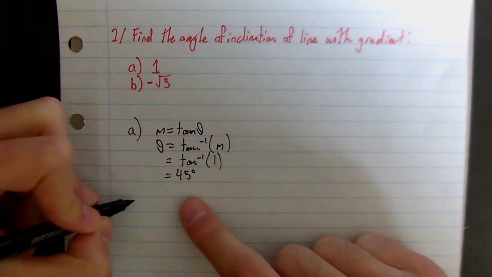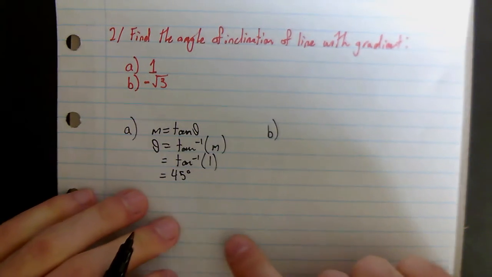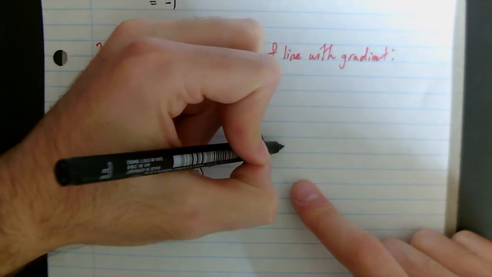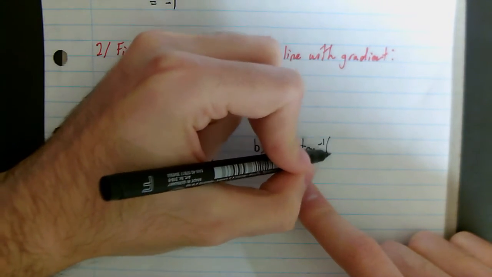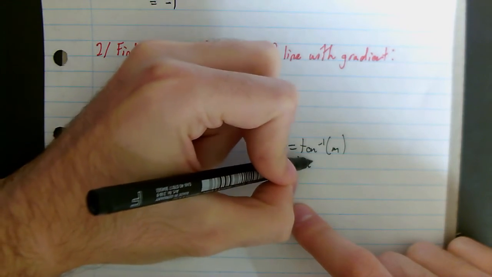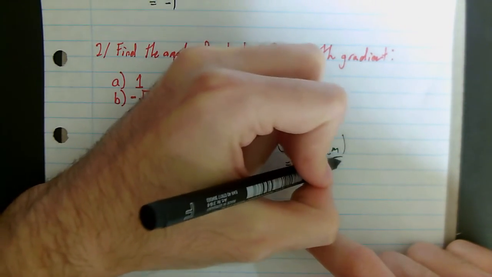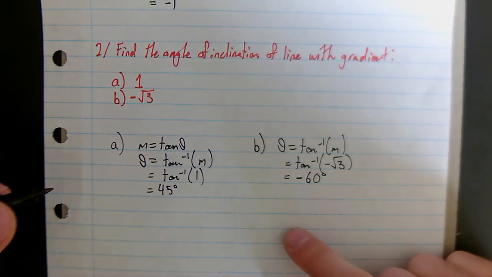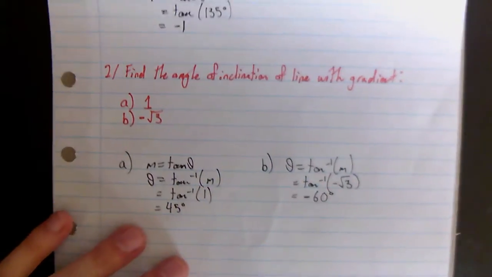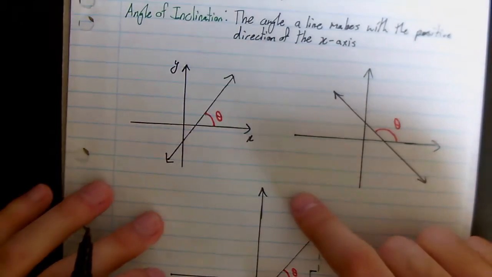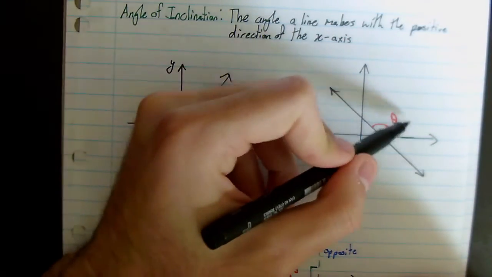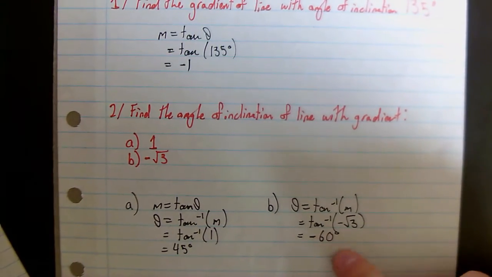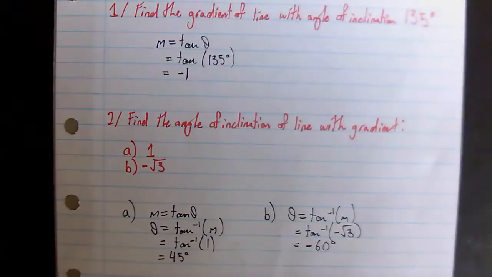Now for part B, it takes a little bit more care. Mainly because if we say theta is the inverse tan of the gradient, we obtain the inverse tan of negative root 3, which will give us negative 60 degrees. Usually we're used to seeing a positive angle. See how this angle here is positive, this angle is positive. This angle over here that we've obtained, this negative 60, is negative. So how can we make sense of this?